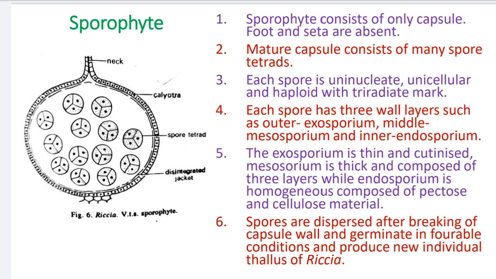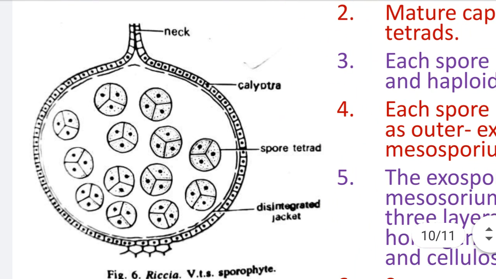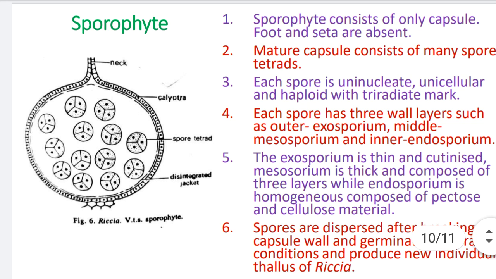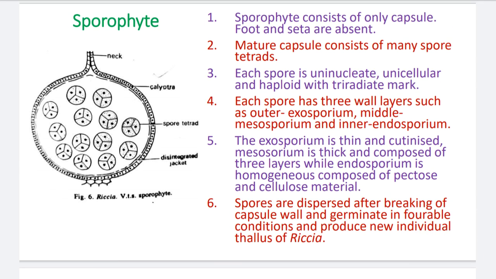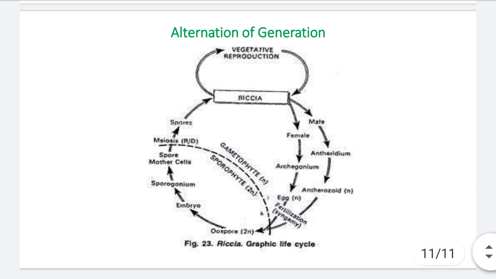You see in the photograph, the circular capsule or circular sporangium is covered by the sporangium wall. The calyptra is there, and inside the capsule wall, many spores are there. They are in the tetrad condition. At maturity, they become free from the tetrad condition. When this capsule ruptures, the spores are liberated under favorable conditions. They germinate and produce a new individual thallus of Riccia. So in this way, this is the sporophytic condition and alternation of generation in Riccia.